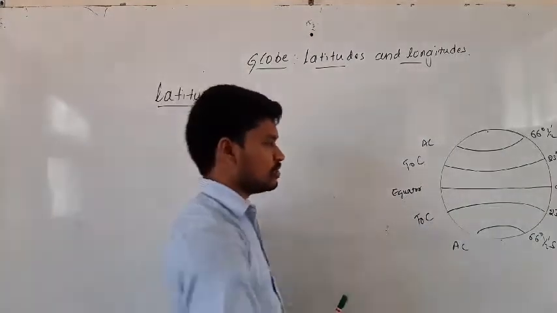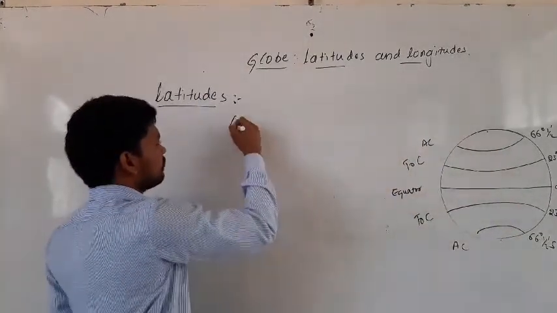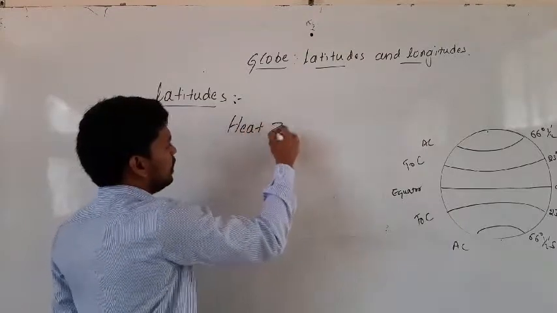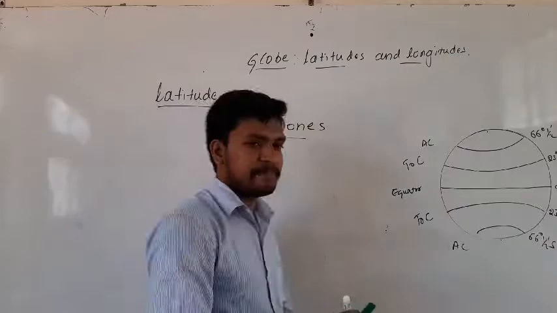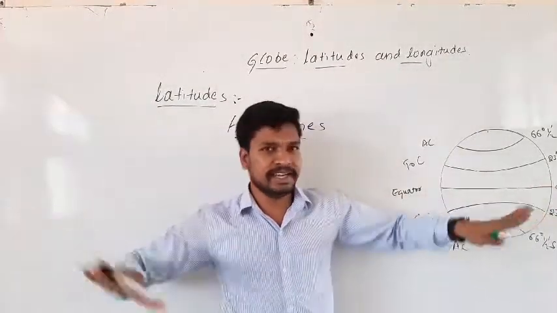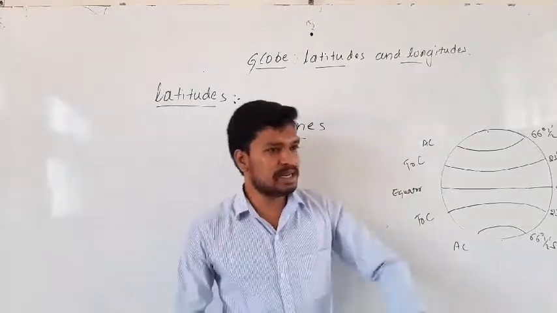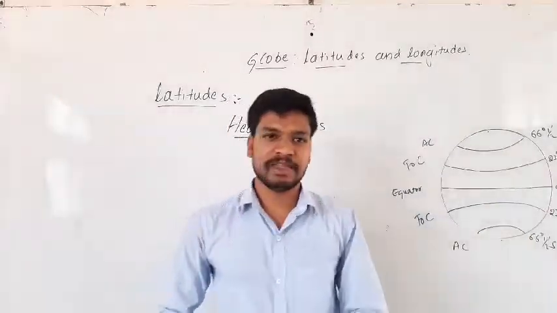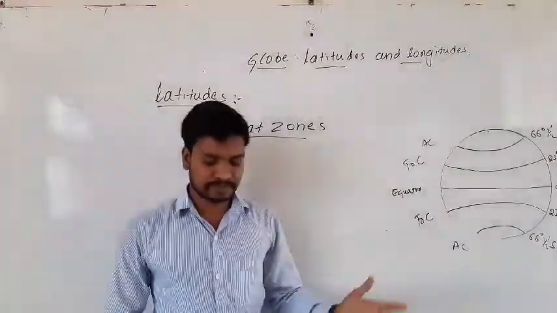There are 3 heat zones, and we'll be discussing them. Heat zones. Do you know what a zone is? A zone is like a large area, an area which has similarity in it, where similar things prevail. That is called a zone. We have 3 heat zones.